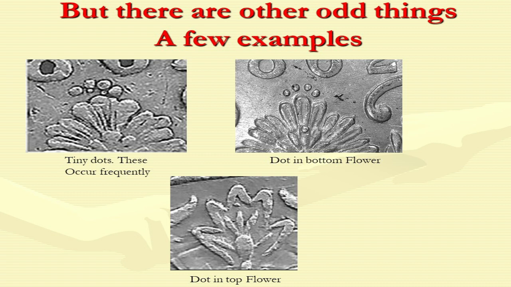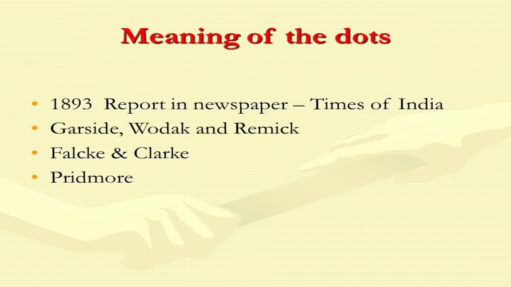So what do they mean? And this is where it starts getting more interesting. In 1893, there was a report in the newspaper called The Times of India, and the report was there because people were worried that they had found these coins with dots on, and the dots meant that they were fakes. So an article was published in the newspaper saying, no, they're not fakes.